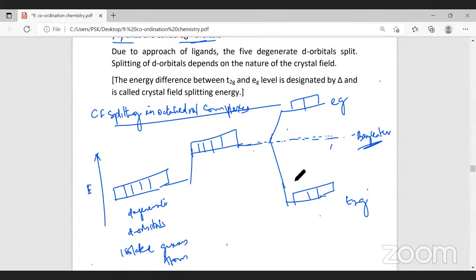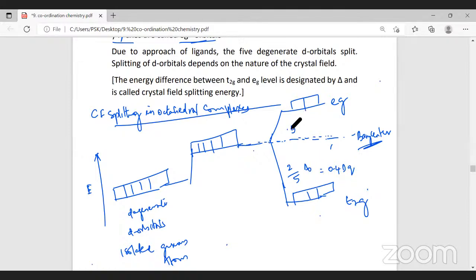Now, what is the energy associated with one orbital? Totally, how many orbitals do we have? 5. Out of 5, 2 are in EG. The EG–T2G gap is represented as delta naught. Delta stands for energy and naught indicates octahedral complex. So what will be the energy of each EG orbital? 2 divided by 5 is 0.4 delta naught. You can represent delta naught also as Dq.